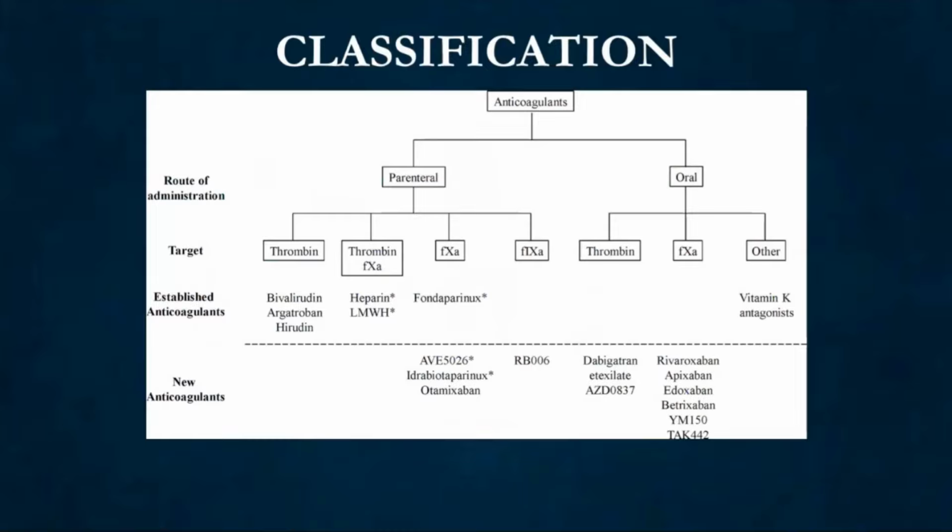So the already commonly used anticoagulants are bivalirudin, argatroban, and hirudins. These are the thrombin inhibitors. Heparin and low molecular weight heparin, the thrombin inhibitors, and fondaparinux are factor 10A inhibitors. And others are the vitamin K antagonists like warfarin.